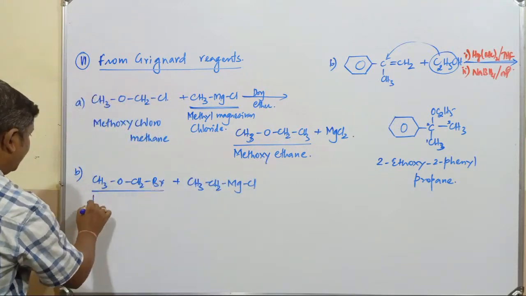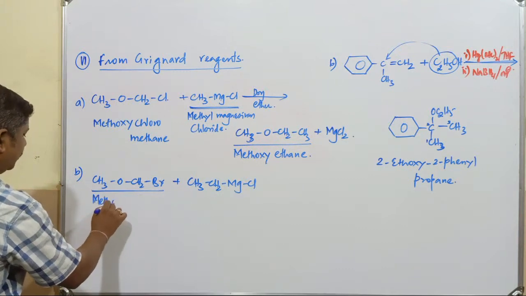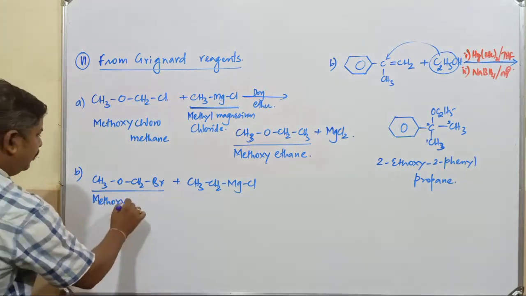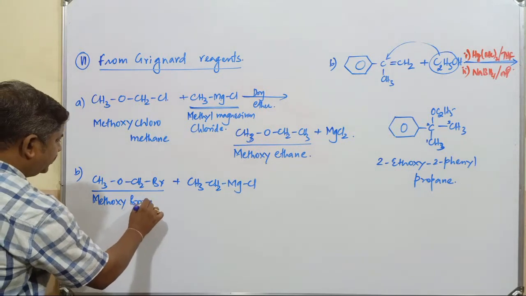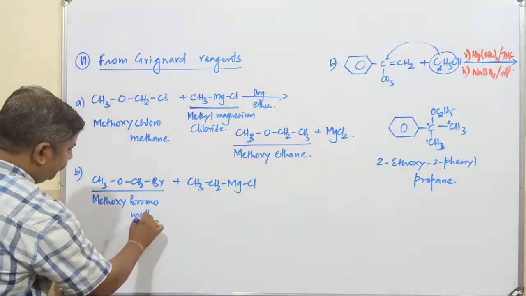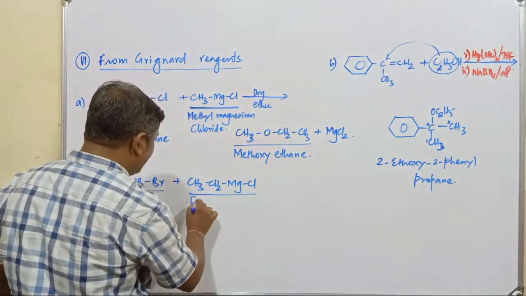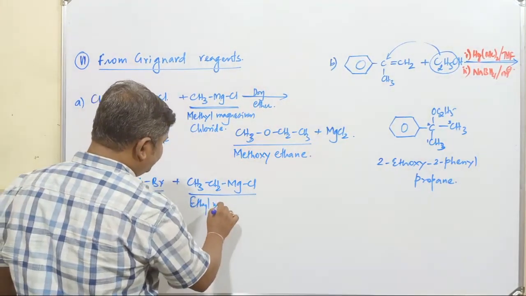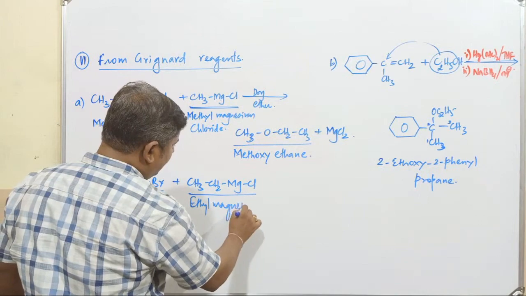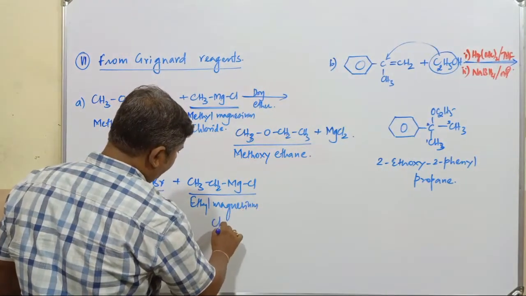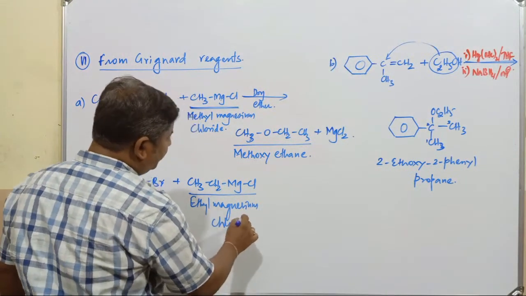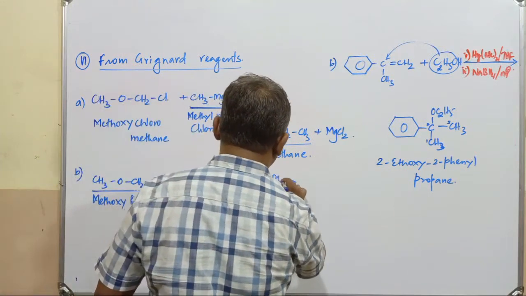This compound is methoxy, right? Bromo, methoxy, bromo methane compound. Then what is the name of this Grignard reagent? It is ethyl magnesium chloride. What's the product obtained in the presence of dry ether?